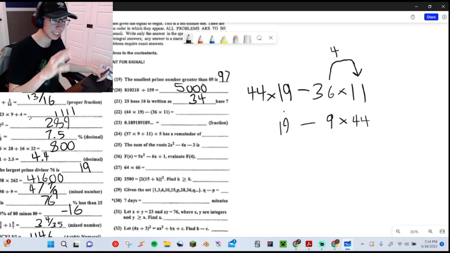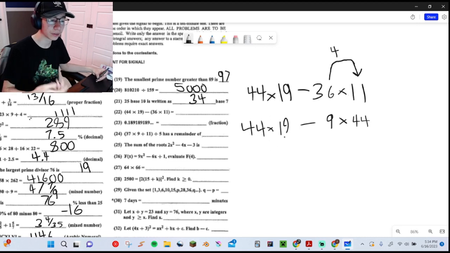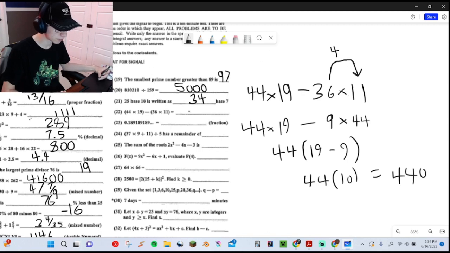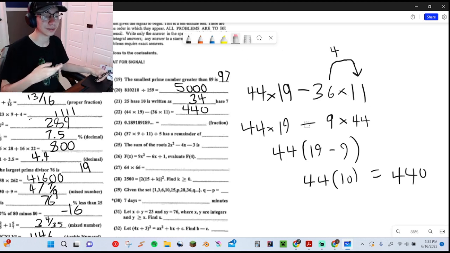And this expression is the exact same. It gives you the exact same answer. And now I can pull out that factor of 44, be left with 44 times 19 minus 9, which is convenient because it's 10. So 44 times 10, 440. So we had to get a little creative with 22.